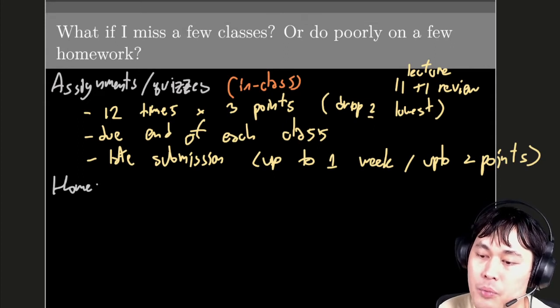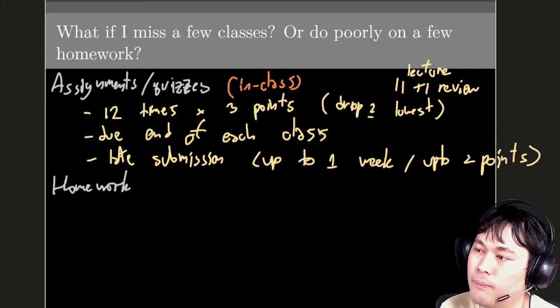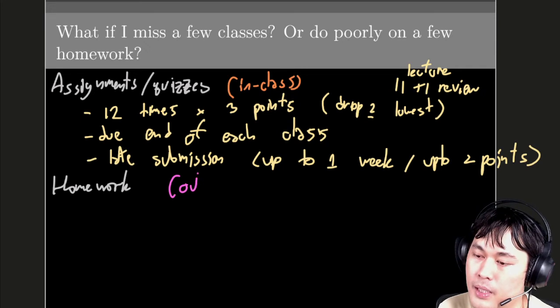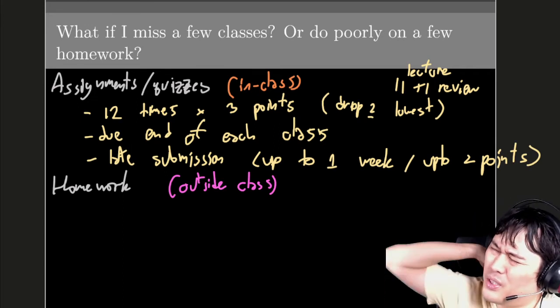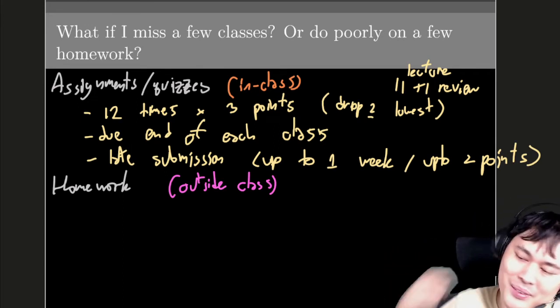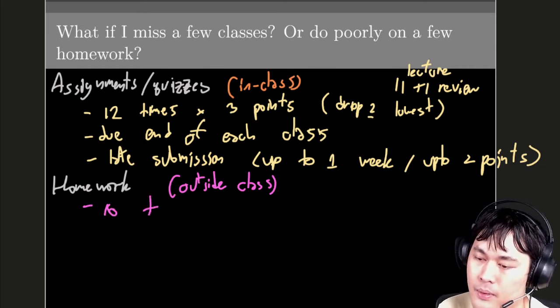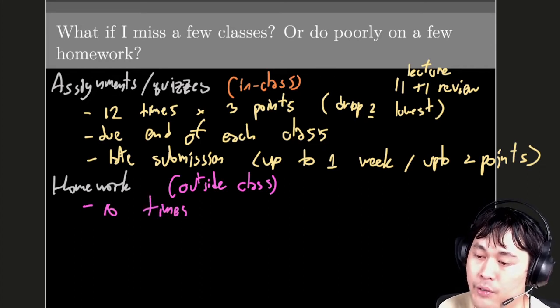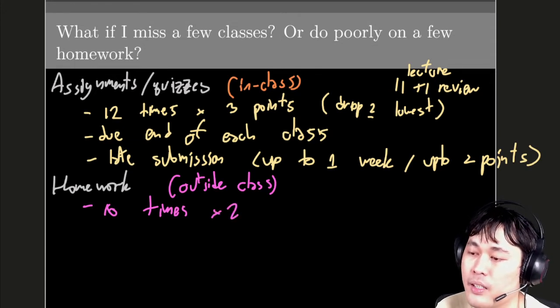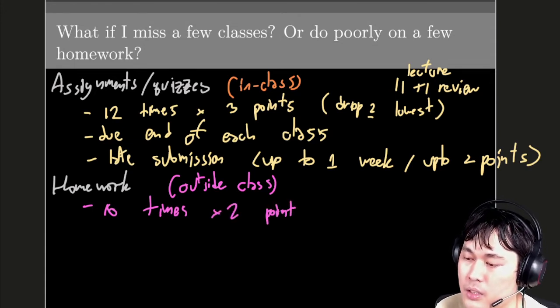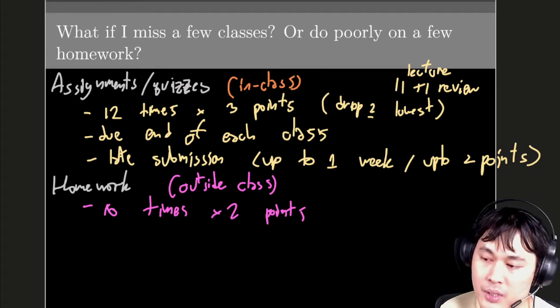Then we have homework. This is outside class. That's going to be 10 times. That means we don't have homework every week. Sometimes we do, sometimes we don't. It's worth 2 points each. 2 times 10, which is 20.